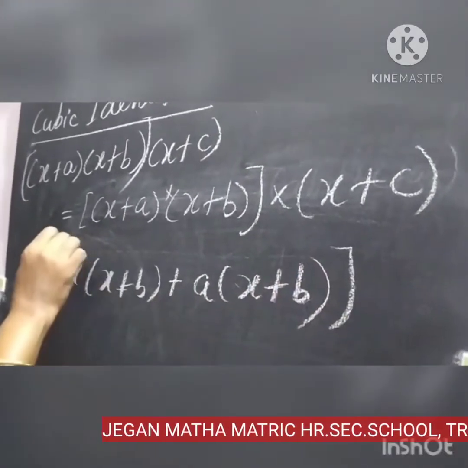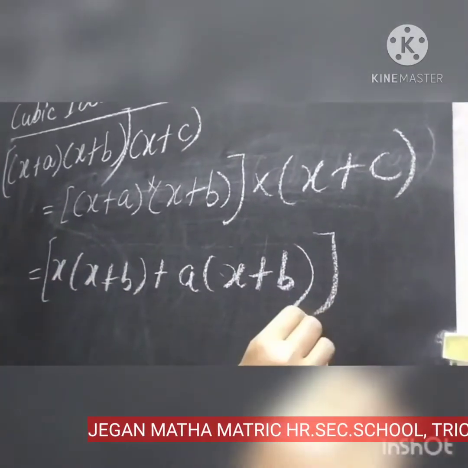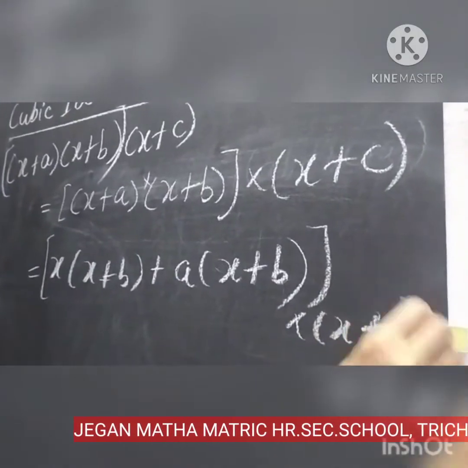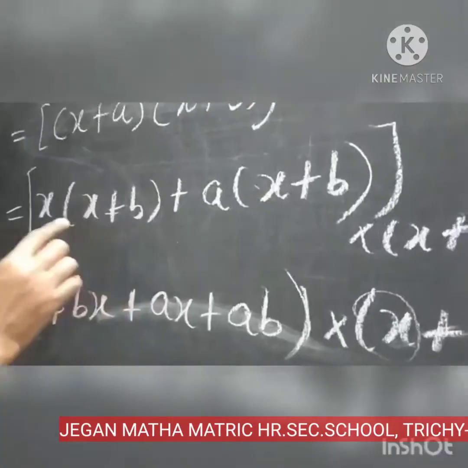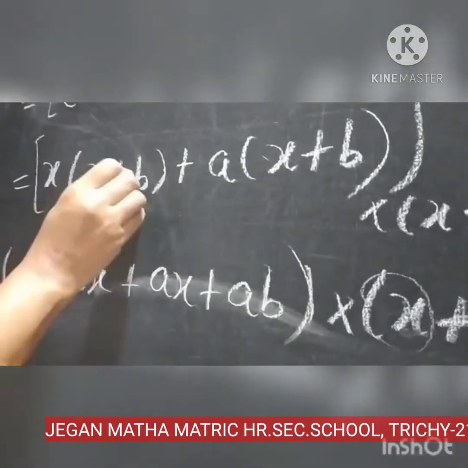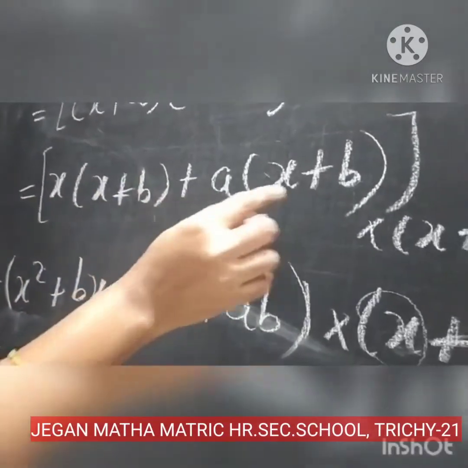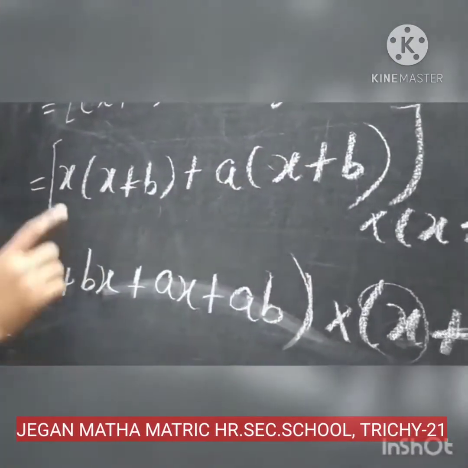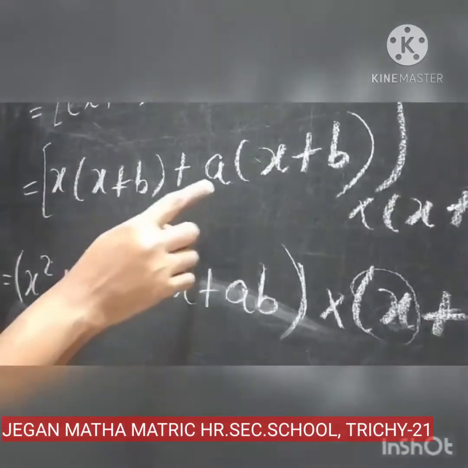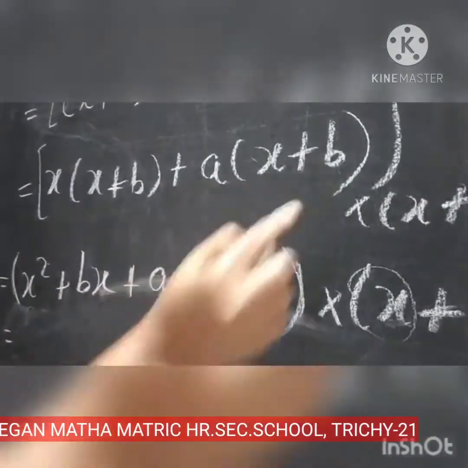First you have to multiply this, after that into (x + c). Now this one is the answer: x into (x + b) plus a into (x + b). So x into x, x squared, x into b, bx, plus a into x, ax, plus a into b, ab.